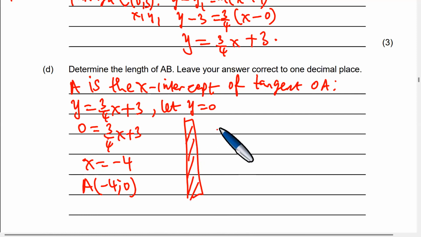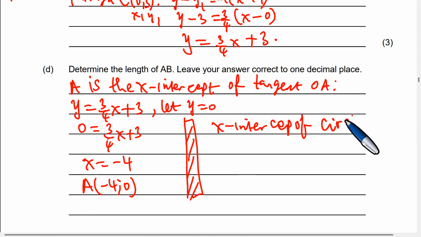The next thing now is you need to find the x-intercept of the circle. How do you find the x-intercept of the circle? You let y be 0 in the circle. Right. What is the equation of the circle?